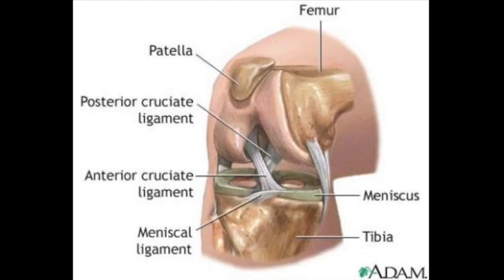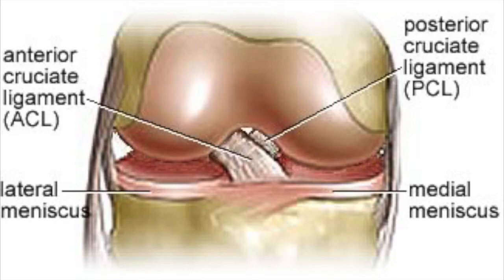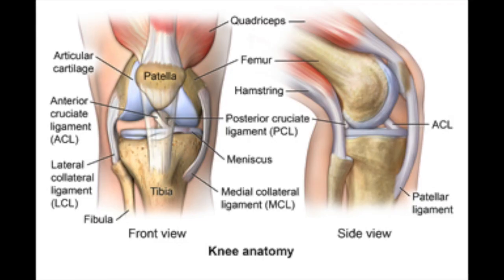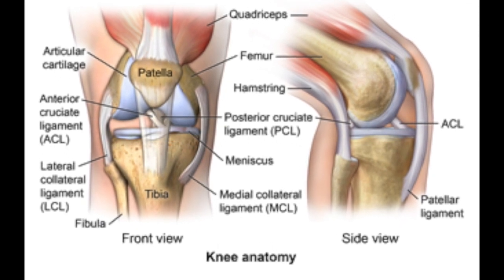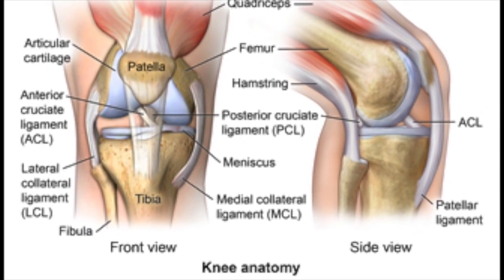The ACL originates on the medial aspect of the lateral femoral condyle and travels an oblique path distally, medially, and anteriorly to its insertion point on the anterior aspect of the intercondyloid fossa of the tibia. The ligament is composed of regular, oriented, dense connective tissue and fibroblasts, mainly composed of type 1 and type 3 collagens.